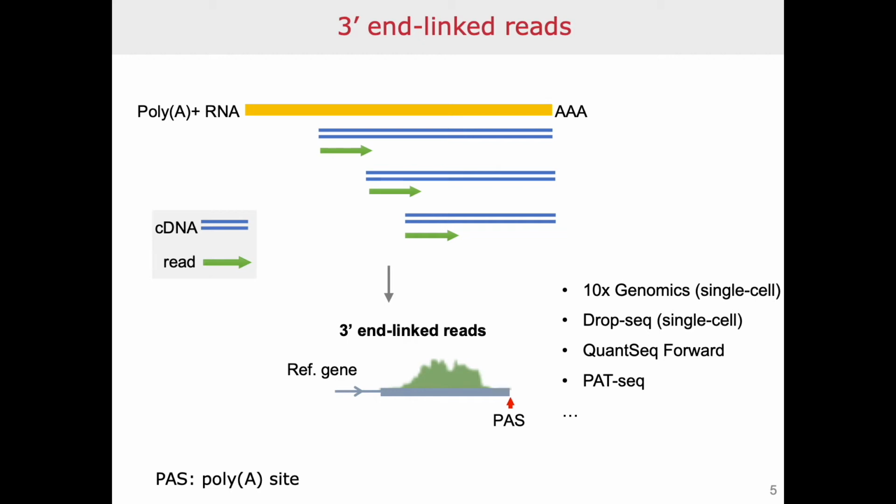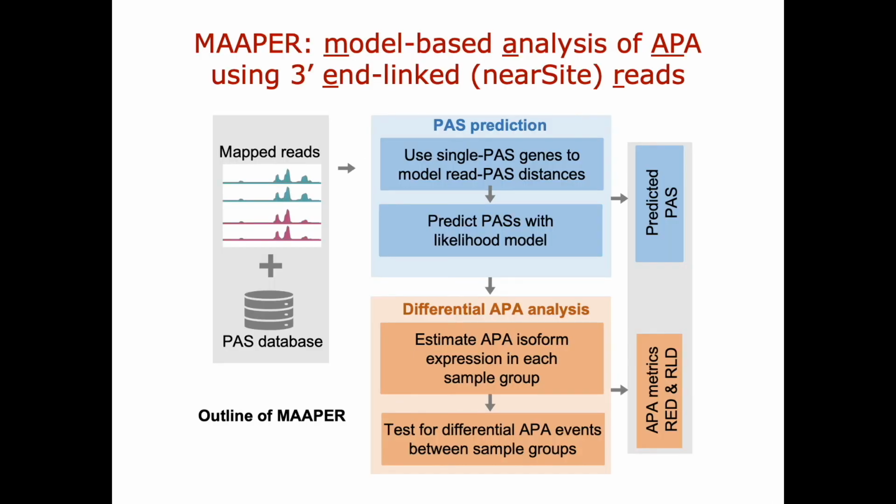As their distances to the poly A site are random, the 3' end linked reads do not provide non-ambiguous information about poly A site positions, and we need to predict the poly A sites using a statistical method. Example technologies that can generate 3' end linked reads include 10x Genomics, DropSeq, and also bulk sequencing methods such as QuantSeq FWD and PAT-Seq.